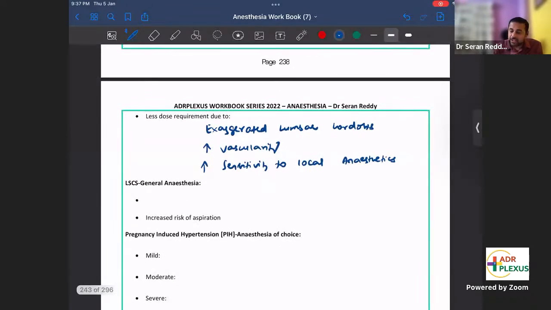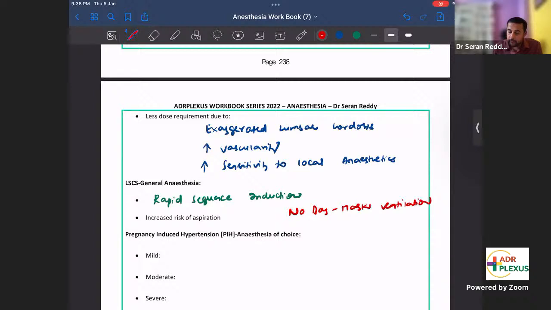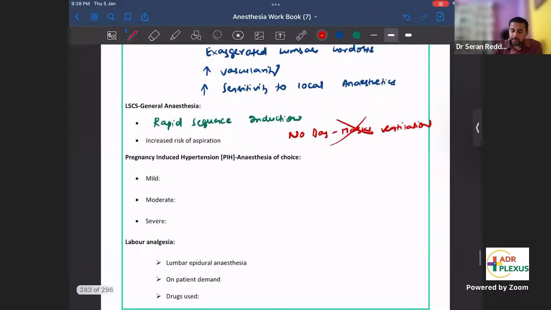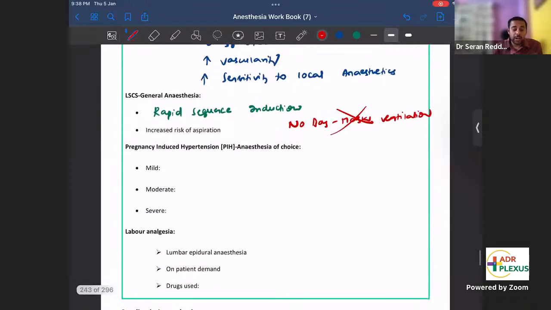Then LSCS in general anesthesia. If you are planning for general anesthesia, it's going to be a rapid sequence induction, because there is increased risk of aspiration. And very clearly, no bag mask ventilation, a big no. What are the contraindications for bag mask ventilation? Pregnancy, hiatus hernia, congenital diaphragmatic hernia, tracheoesophageal fistula, meconium aspiration syndrome, and full stomach.